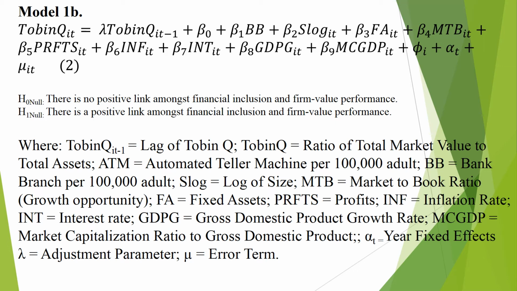And we also use firm-specific variables like the size of the firm, opportunity of growth, profit, fixed assets, and etc. Also, we use macroeconomic variables, just like inflation, interest rate, growth of GDP, and the market capitalization, also as part of our control variables to try and determine the impact of financial inclusion on firm value performance.